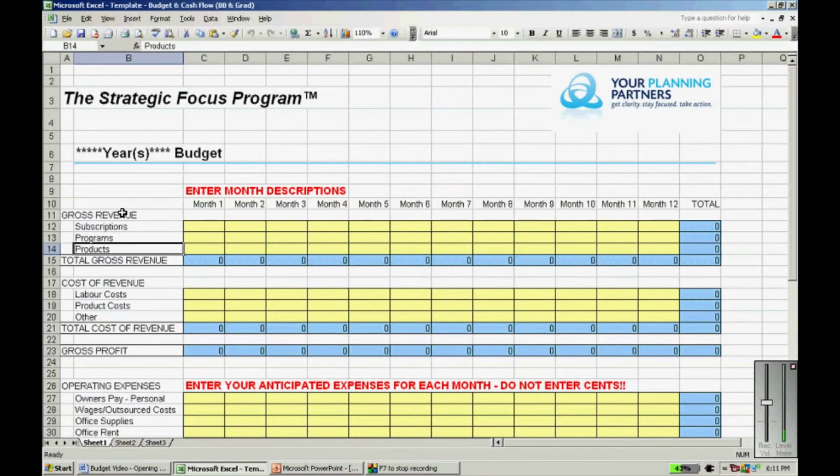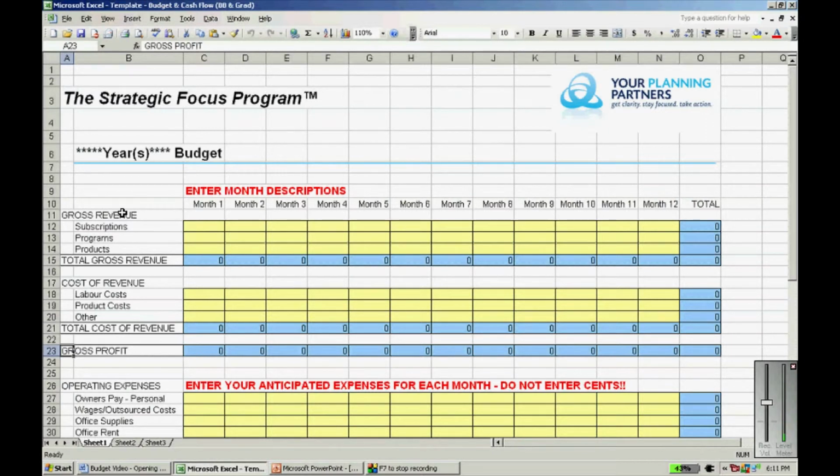But there is a cost of achieving that revenue, and it is called cost of revenue. Some examples here. Labor costs. This would be the cost of people making the products above or delivering the programs. Product costs might be the manufacturing of products or the creation of products. And then there's probably another sort of miscellaneous list of things like credit card fees of people who are buying your products. And that leads us to gross profit.